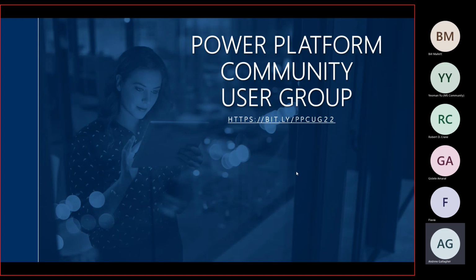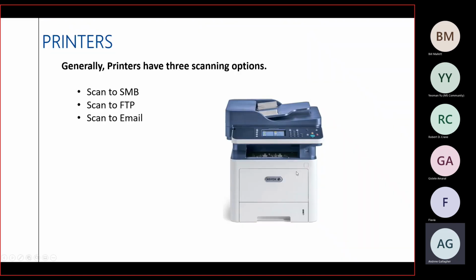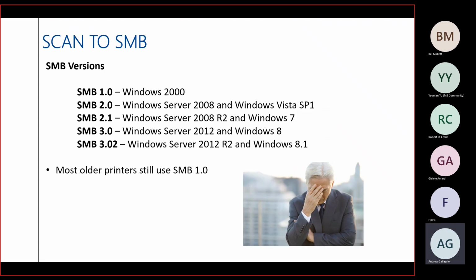So what you would generally find with a printer is it gives you 3 options. One is to scan to SMB, which is probably what we've done in the past, scan to FTP, or scan to email. Now, one of the problems with the scan to SMB is that most printers, especially if they're 3 years or older, are using the SMB version 1 protocol.